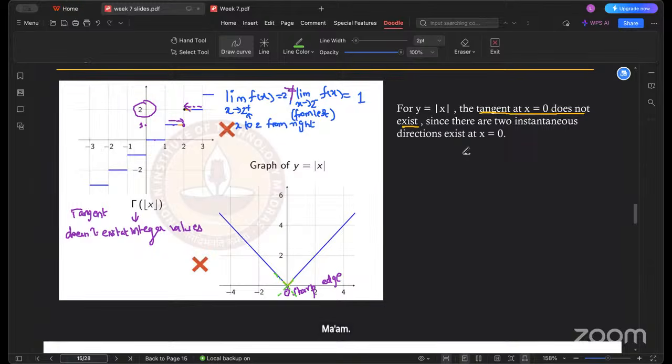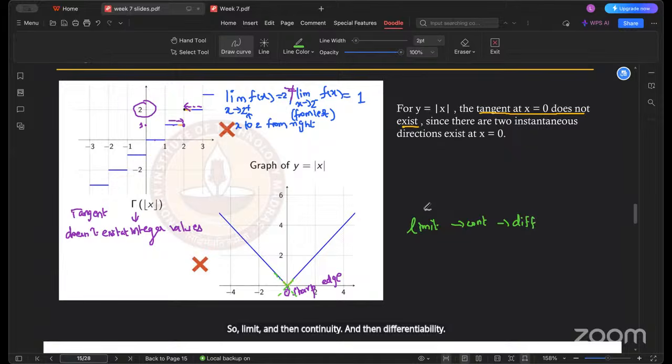Ma'am, if the tangent doesn't exist, suppose in the graph of mod x at x equal to 0, we can also say that we cannot differentiate it here. But ma'am, here the limit exists, na? The left hand limit is equal to the right hand limit. So the limit exists here. See, the process goes like this: limit, then continuity, and then differentiability.